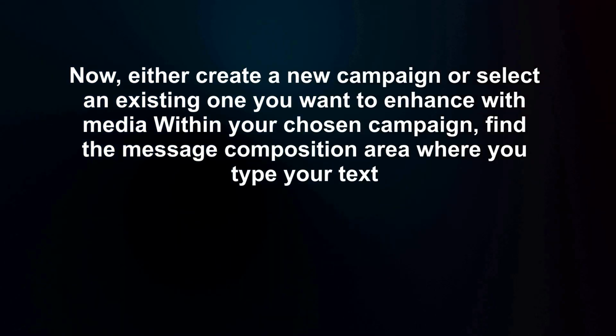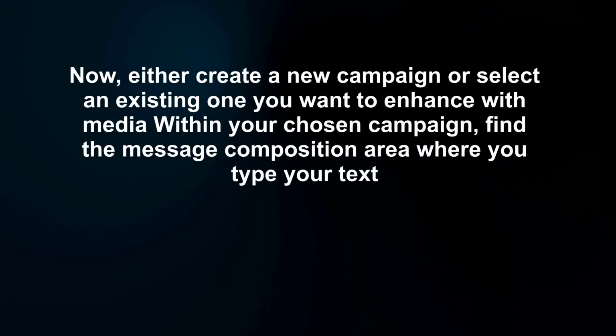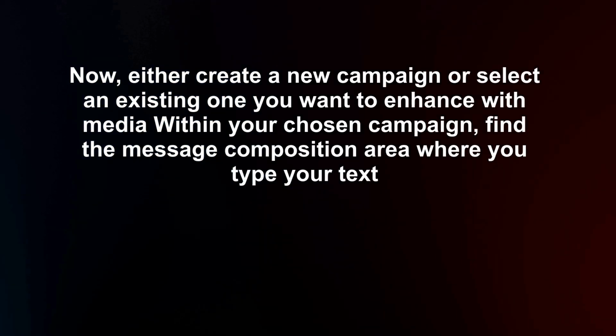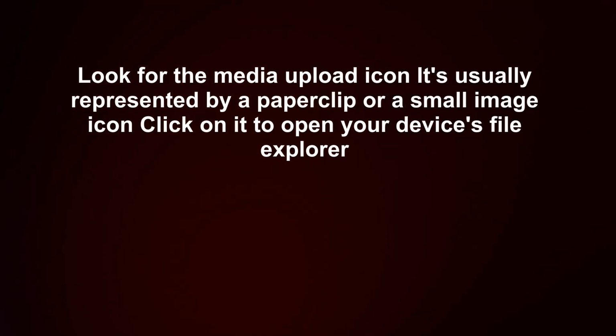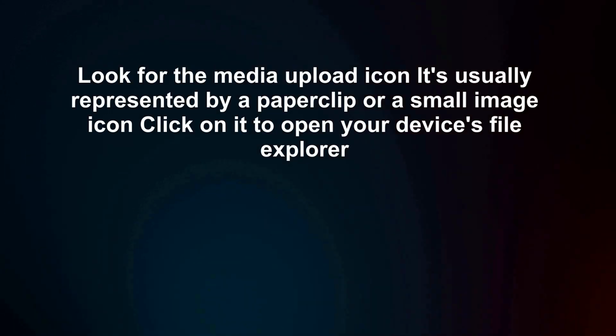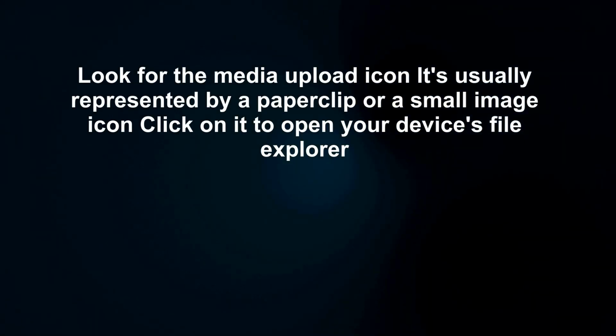Now, either create a new campaign or select an existing one you want to enhance with media. Within your chosen campaign, find the message composition area where you type your text. Look for the media upload icon. It's usually represented by a paperclip or a small image icon.